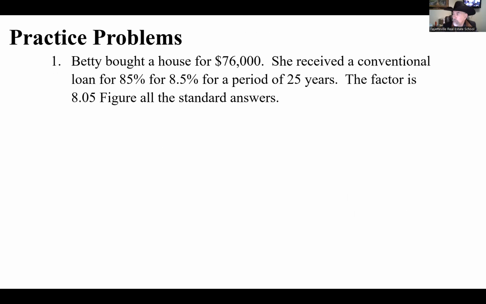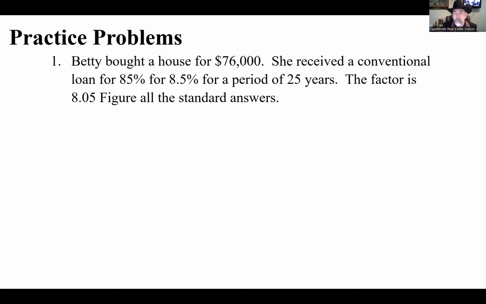All right, then we have some practice problems. We're going to go through a few of these practice problems. Betty bought a house for $76,000. She received a conventional loan for 85% loan to value for 8.5% interest for a period of 25 years. The factor is 8.05. So the loan factor is 8.05, and figure all the standard answers.